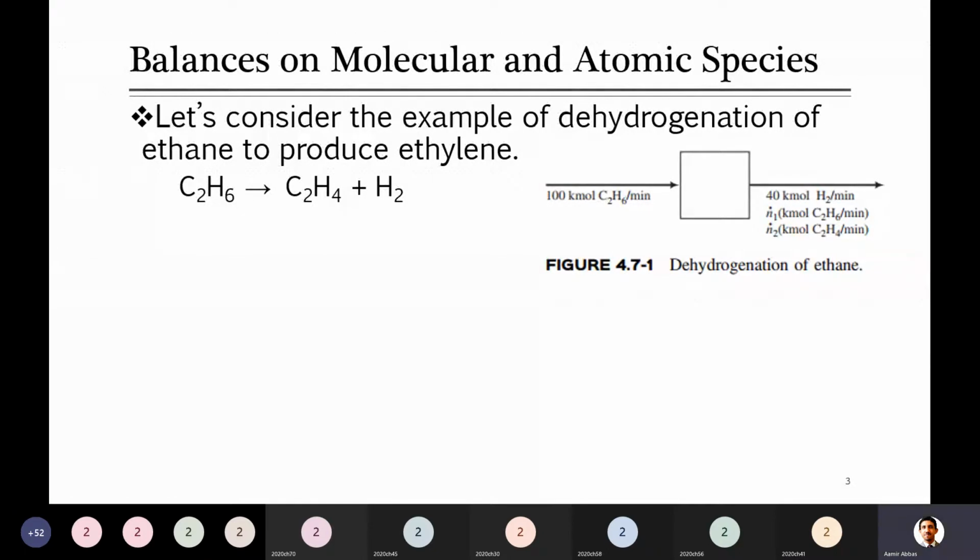Do you remember something called the overall balance? Yes. So the overall balance, if I apply it, is always input equal to output. So that's one thing we can write, the overall balance. Second, can you write the balance of species?